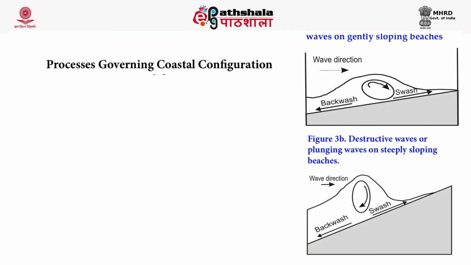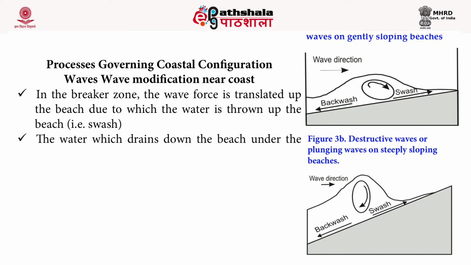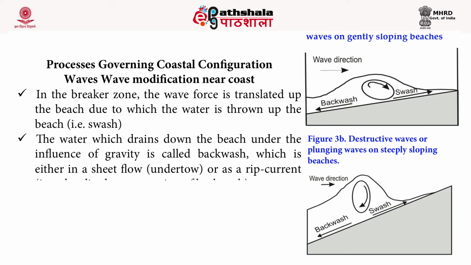In the breaker zone, the wave force is translated up the beach, due to which the water is thrown up the beach, which is called swash. The water which drains down the beach under the influence of gravity is called backwash, which is either in a sheet flow or as a rip current.